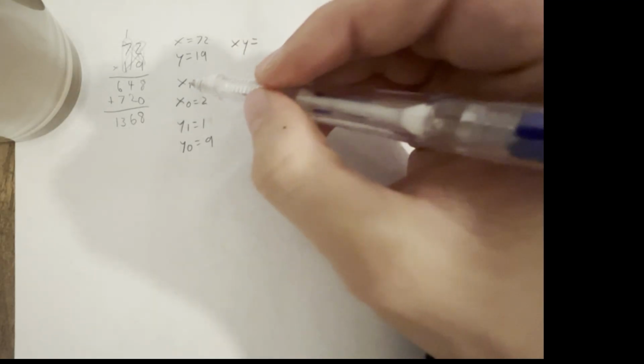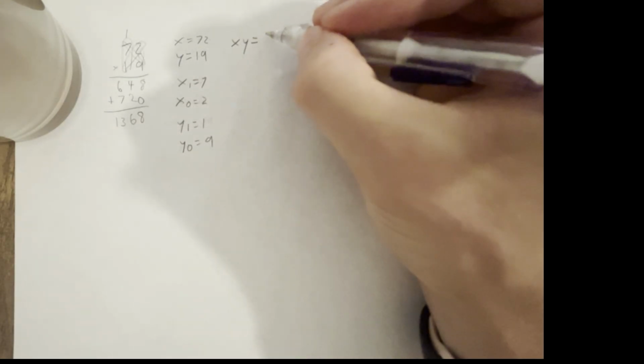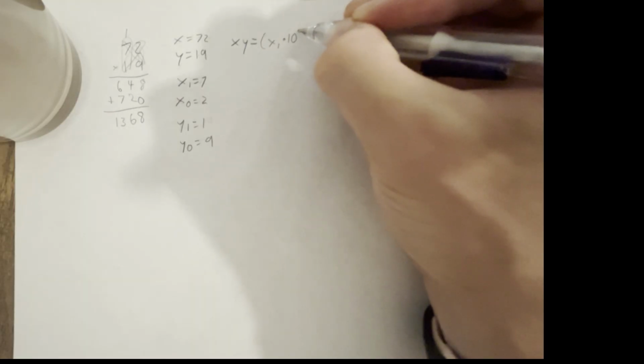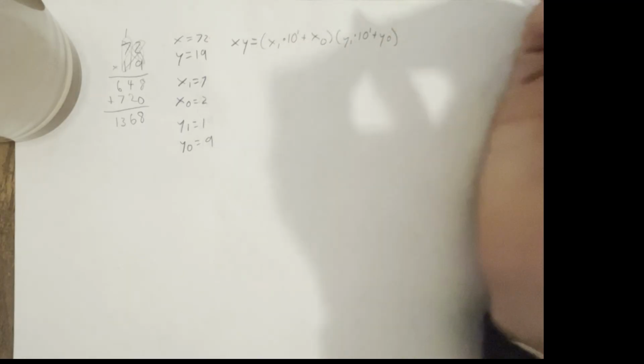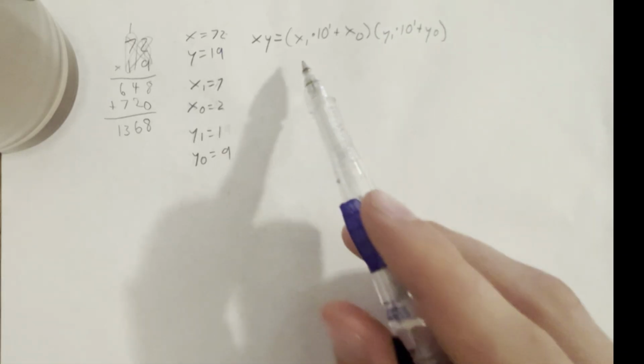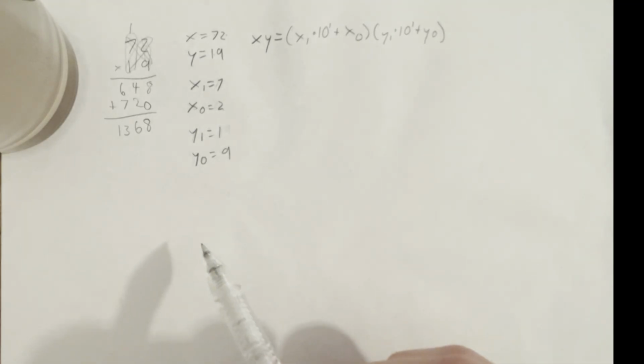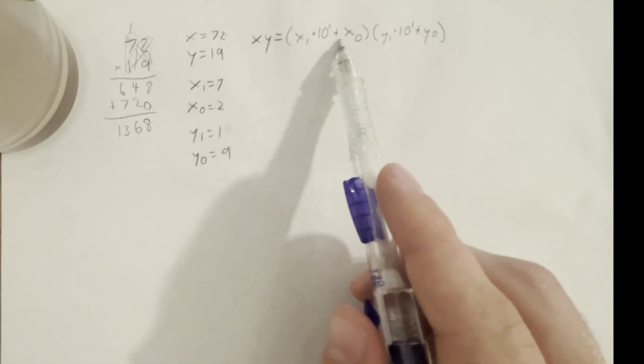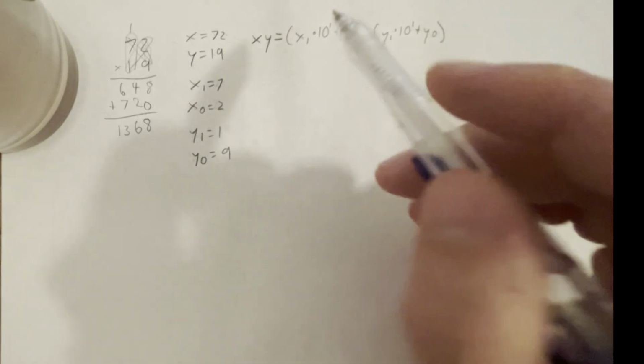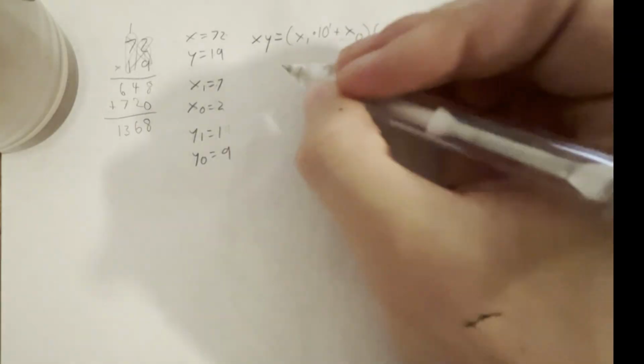Remember, we're trying to find the product of 72 and 19, or x and y, which can be expressed as x, y. And we can rewrite these using x1, x0, y1, y0 in the following way. Now this makes sense because x1 is the tens place of x, and we multiply it by 10 to the power of 1. Really, x0 is also being multiplied by 10 to the power of 0, but anything to the power of 0 is 1. So we can just simplify it to only be x0.